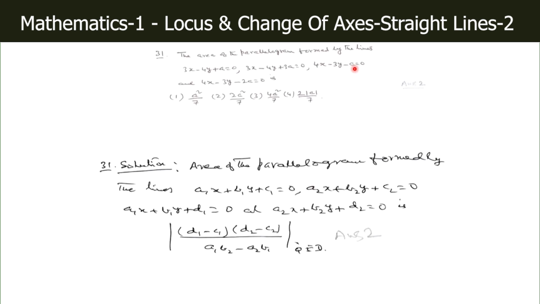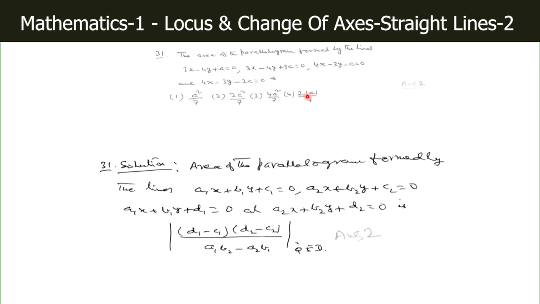The area of the parallelogram formed by the lines 3x minus 4y plus a equal to 0 and 3x minus 4y plus 3a equal to 0, 4x minus 3y minus a equal to 0, and 4x minus 3y minus 2a equal to 0 is: option 1, a square by 7; option 2, 2a square by 7; option 3, 4a square by 7; option 4, 2 into mod a by 7.